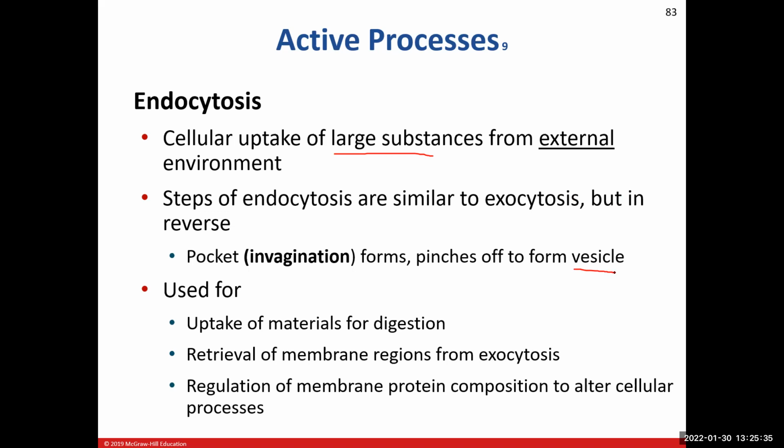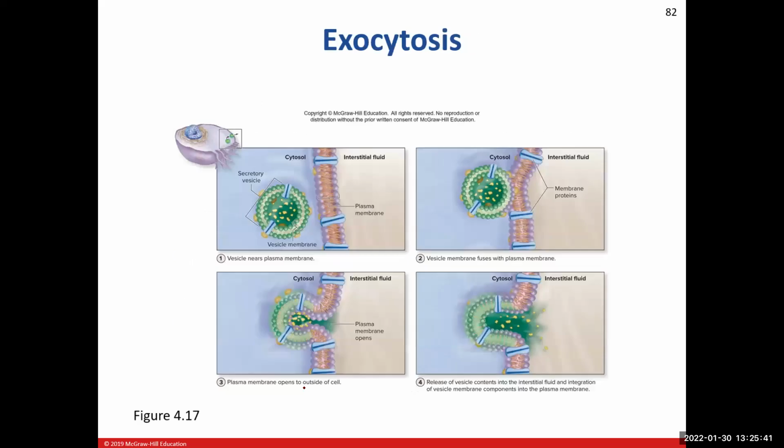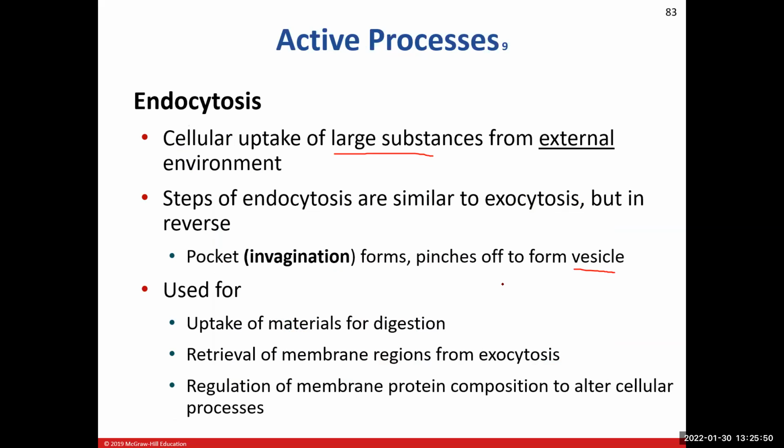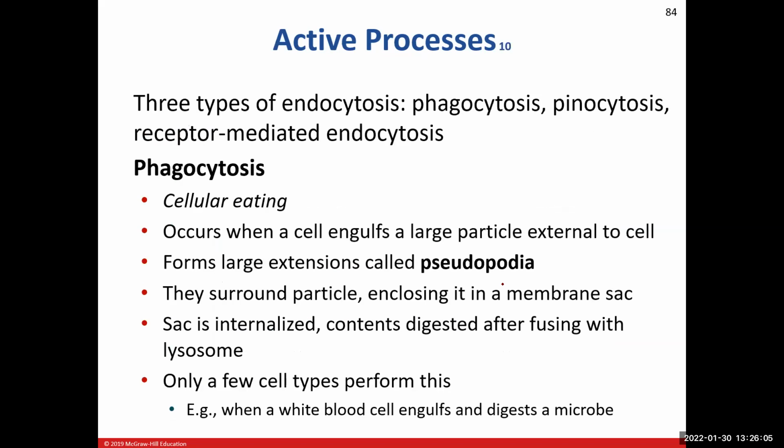Or sometimes, how do we extract this secretory vesicle from the plasma membrane? We'll utilize endocytosis for that process. We're always adding things to our plasma membrane and then taking things away from the plasma membrane. Endocytosis is a way that we're able to do that. So let's talk about some of the types of endocytosis. There's three types: phagocytosis, pinocytosis, and then receptor mediated endocytosis.